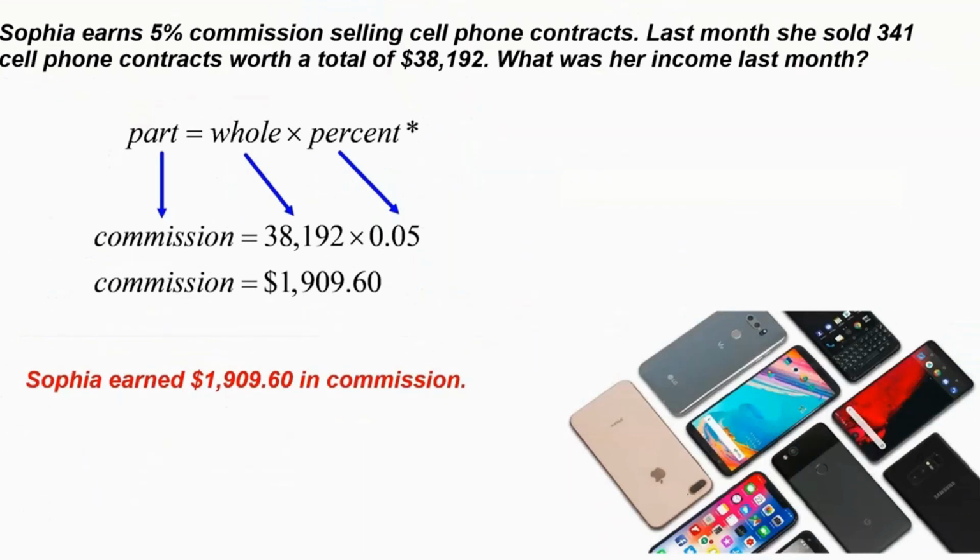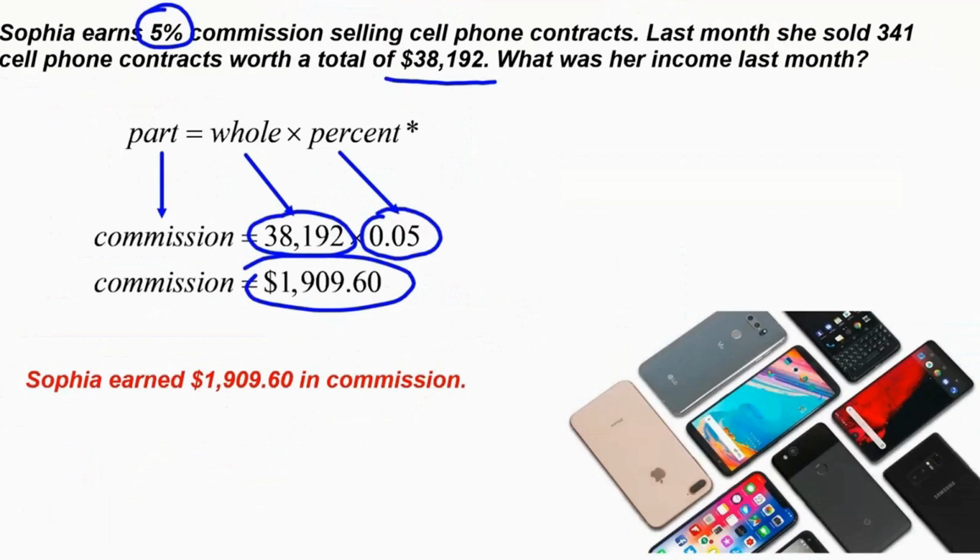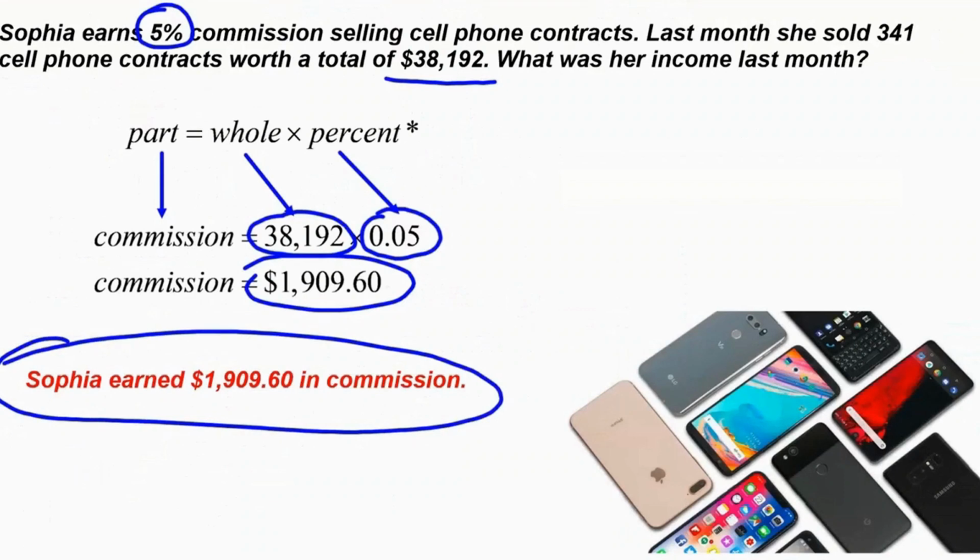So again, she earns 5% of everything she sells, and she sold a total of $38,192 in cell phone contracts. So we want to find that part. So the part is the whole times percent as a decimal. So this was her total sales, and she earns 5% of that. So that's 0.05. When I multiply those together, I get 1,909.6. So that's $1,909.60 that Sophia earned in commission.